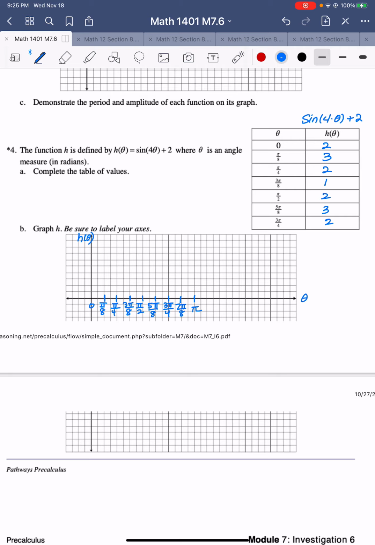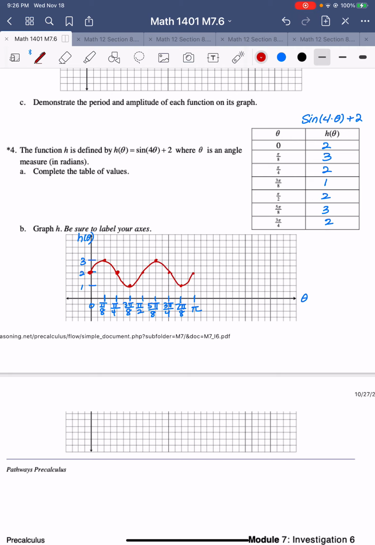And then the largest number we can get is 2, right? So there's a 1 and 2 and 3. I think that'll be enough. When theta equals 0, it's going to be 2. Theta equal to pi over 8, it's going to be 3. Theta equal to pi over 4, which is 2. And then 3 pi over 8 is 1. Then back to 2, back to 3, back to 2, back to 1, and then do it again as 2. So you get the curve. It's a curve, okay? Don't make sharp turns.